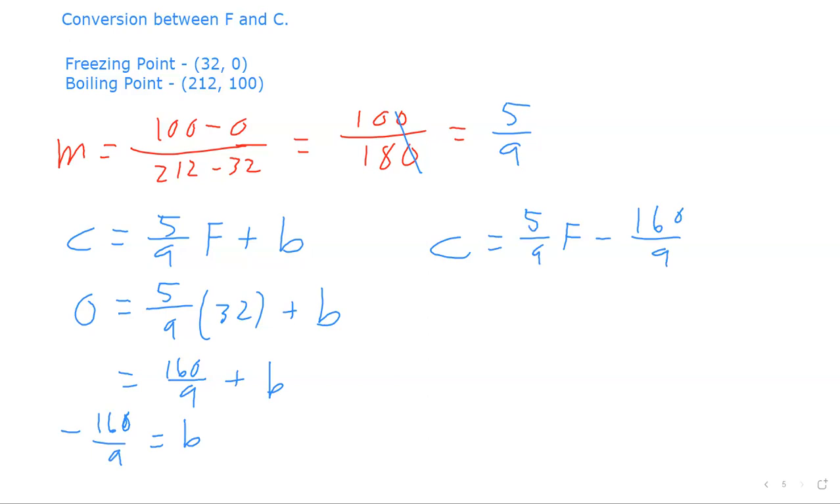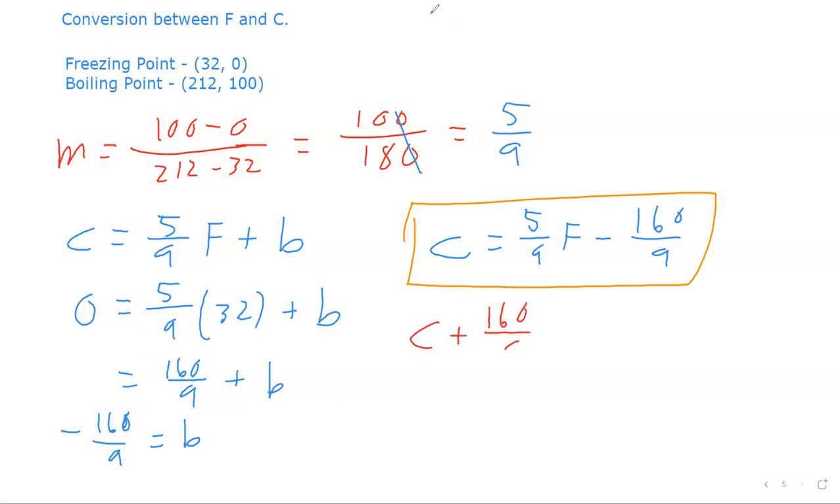Now, what if we go the other way? So we're going to take this exact same equation, and first I'll highlight this. And now let's solve for Fahrenheit. So we can add that 160/9 over to the other side. And now we can do one of two things. We are multiplying by 5/9, so we can either divide by 5/9 or multiply by the reciprocal, multiply everything by 9/5.